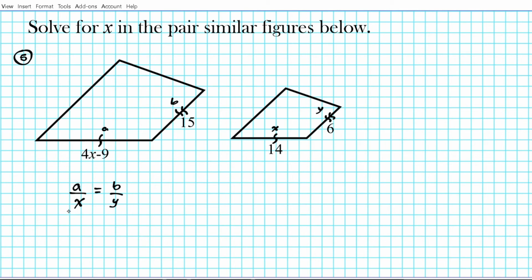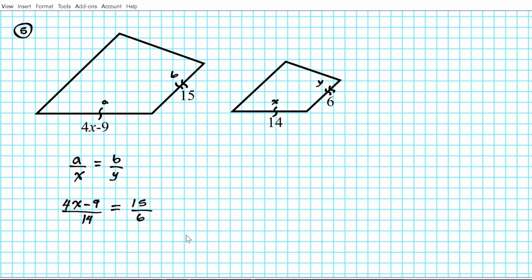Okay, all right. So now that we've set up this proportion, we are going to substitute and use the appropriate algebraic procedure to finish it up. Okay, so a is 4x minus 9 over x is 14. That is equal to 15, that's b, over 6. All right, so how do we solve this resulting equation? This is known as a proportion. All right, we can solve this using the butterfly method, okay, or just cross multiply.